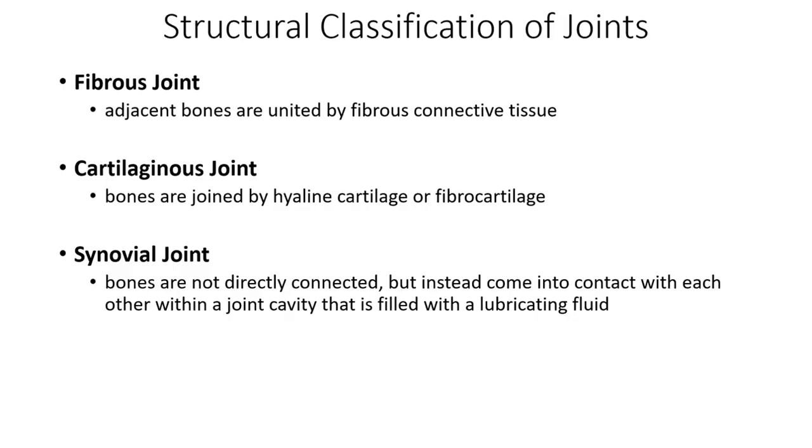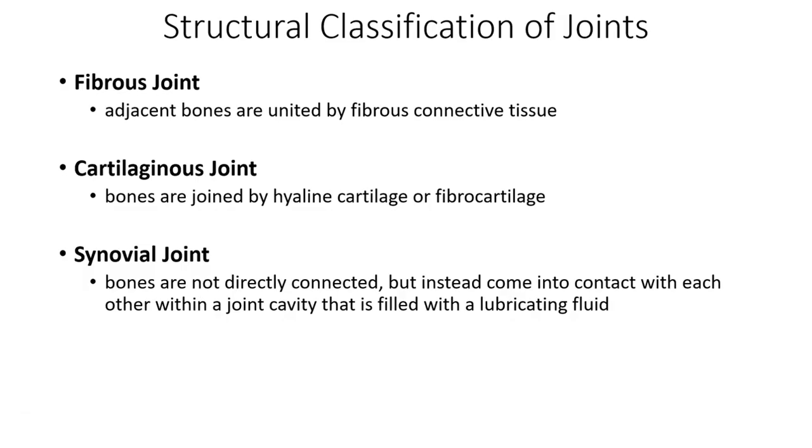That brings us to the structural classification of joints, and we have three structural classifications. The first is a fibrous joint. These are where adjacent bones are connected by fibrous connective tissue. Cartilaginous joints are joined by hyaline cartilage or fibrocartilage. And then synovial joints are where the bones are not directly connected to each other, but they're going to interact with each other within a joint cavity filled with a fluid that helps allow free movement.